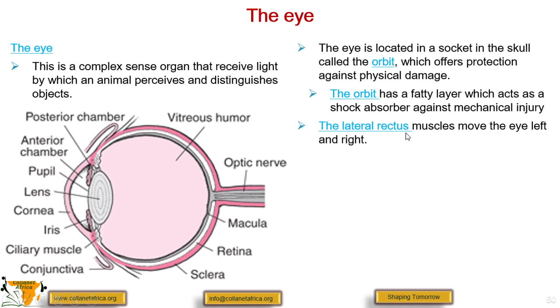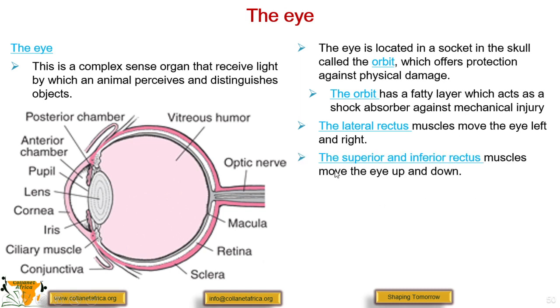There are lateral rectus muscles that move the eye left and right. We also have superior and inferior rectus muscles that move the eye up and down. We have oblique muscles that steady the eye in its up and down movements.